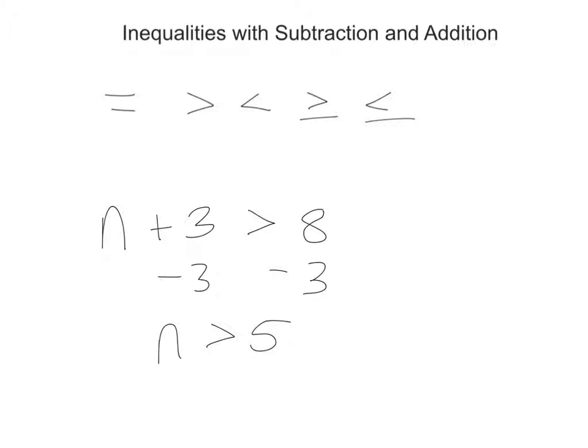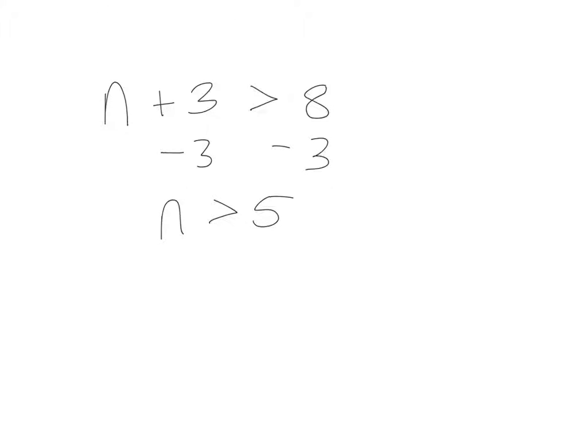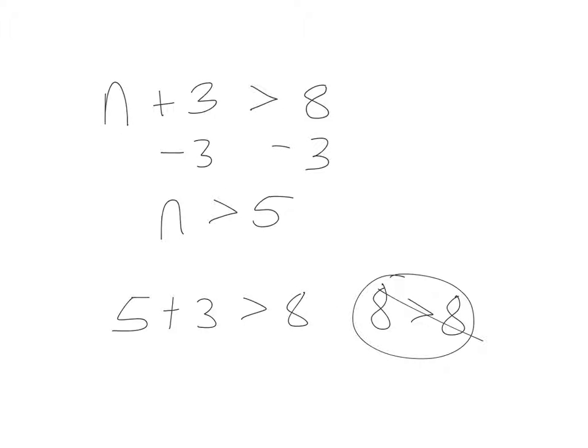So if you plug that in to check it, then we can basically say that 5 plus 3 is greater than 8. So then we have 8 is greater than 8, which is obviously not a true statement, right? Because 8 is equal to 8. So what we have to remember is exactly what this solution set is telling us, is that n must be bigger than 5. So it could be 5 and 1/10, 5 and 100th, 5 and 1,000th, whatever the value might be. All we know is that to be able to add 3 to an unknown to make it larger than 8, it has to be some number that is bigger than 5.